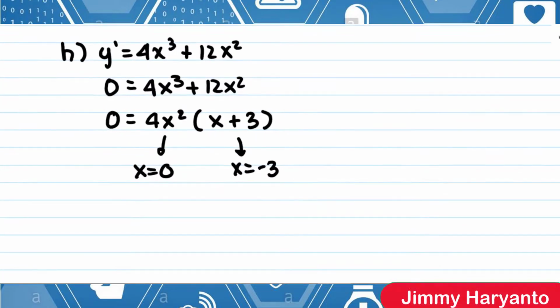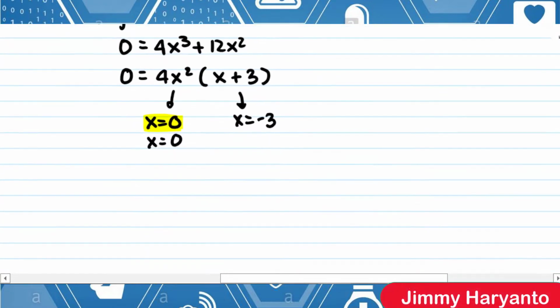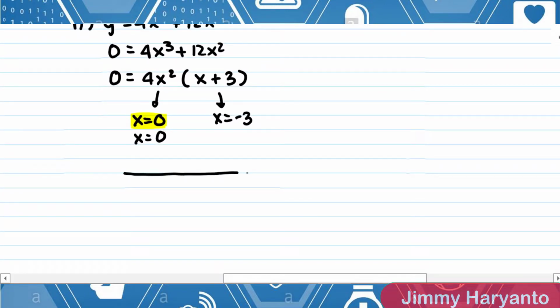But take note that x equals to 0 is double, we have 2 x equals to 0, because we got it from x squared, right? X squared means x and x. That means we have x equals to 0 from this one, and we have x equals to 0 from this one also. So we have 2, 0 actually. And this one is important when you create the number line. So the number line will be negative 3 and 0.